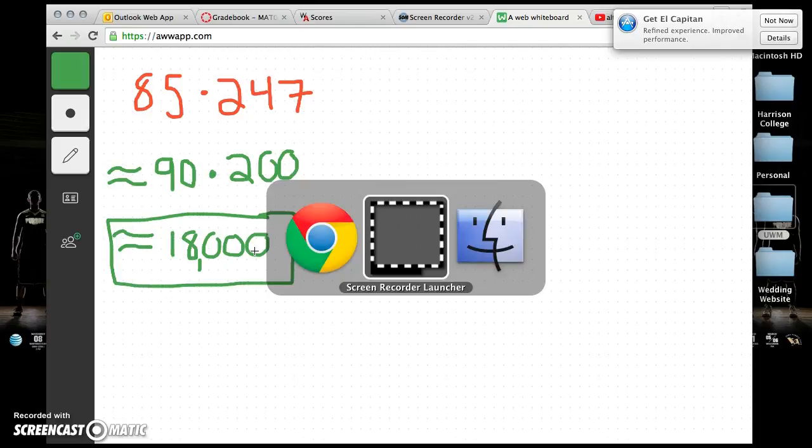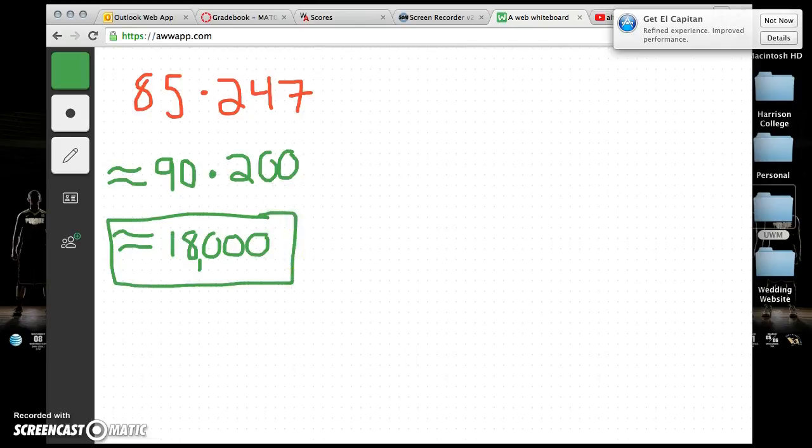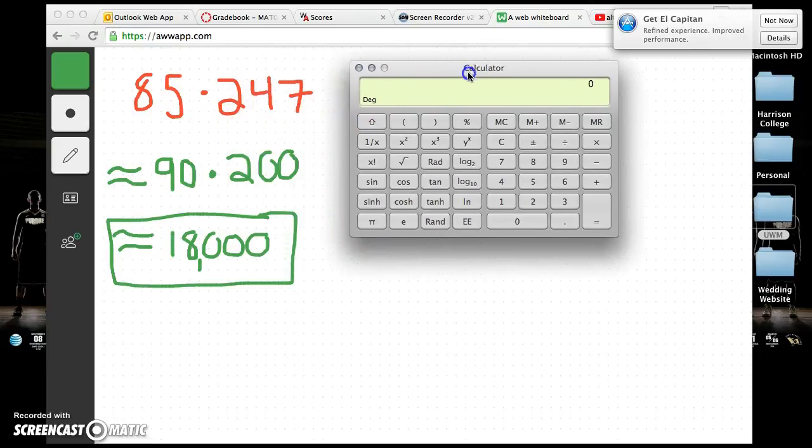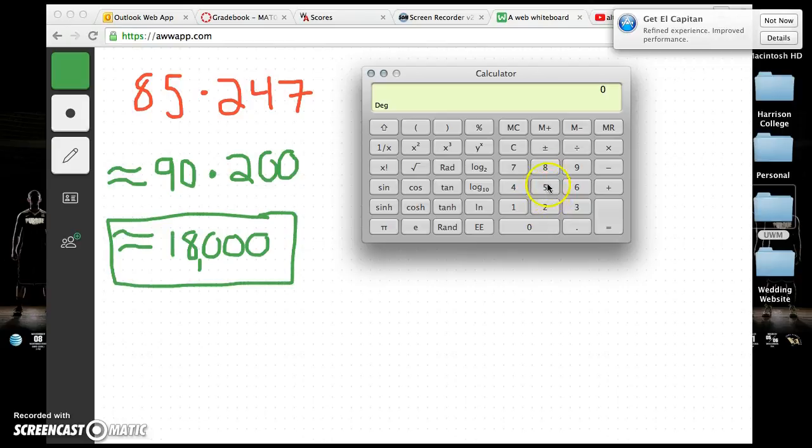I do want us to look really quick, and I'm realizing I do not have my calculator open. Let me get that open really quick, just to see what this actual product is and to show the estimation is close enough. So we have 85 times 247 is equal to, so notice that's 20,995, and we said it would be about 18,000. So it's a few thousand off, but it is still fairly close.